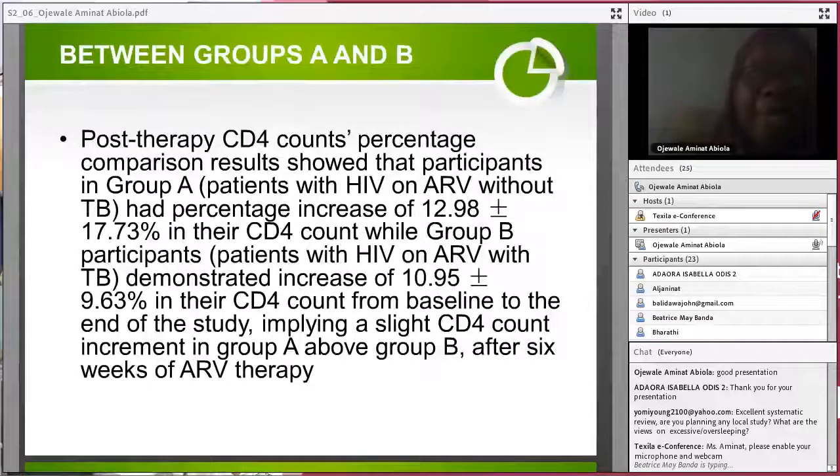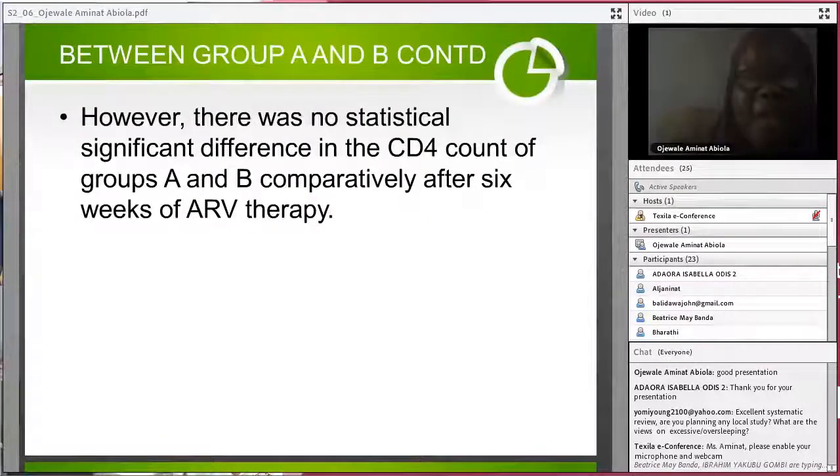Then between group A and B post-therapy, the CD4 count percentage comparison results show that participants in group A had a percentage increase of 12.98 plus or minus 17.73% in their CD4 count, while group B participants demonstrated an increase of 10.95 plus or minus 9.63% in their CD4 count from baseline to the end of the study, implying a slight CD4 count increment in group A above group B after 6 weeks of ARV therapy. However, there was no statistically significant difference in CD4 count of group A and B comparatively after 6 weeks of ARV therapy.